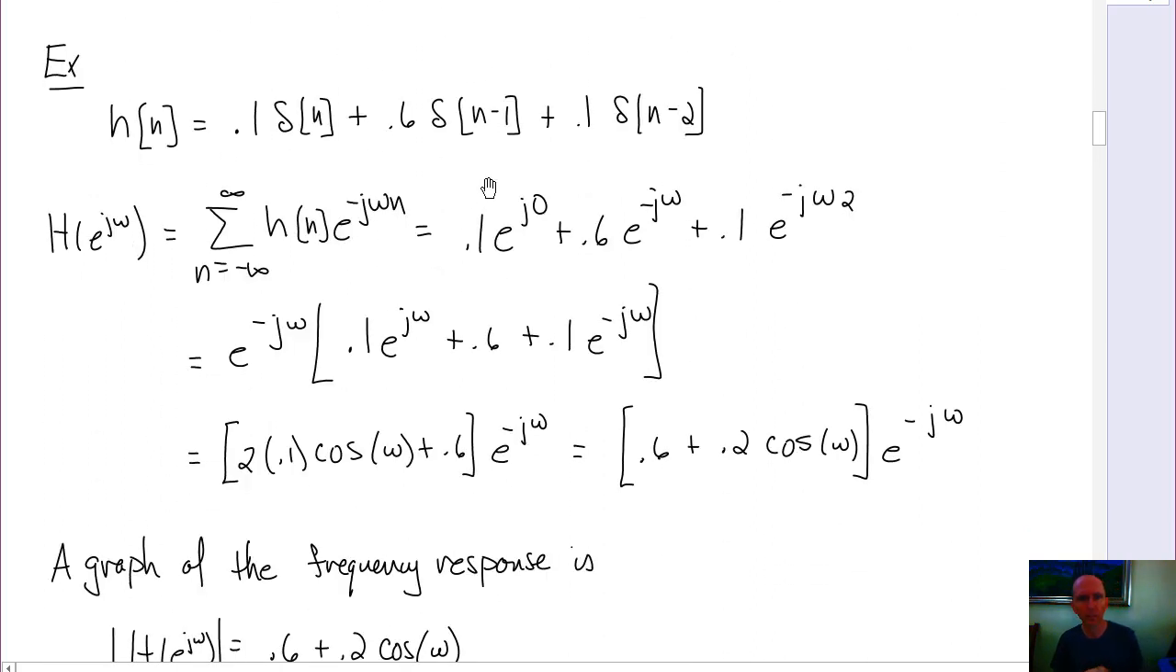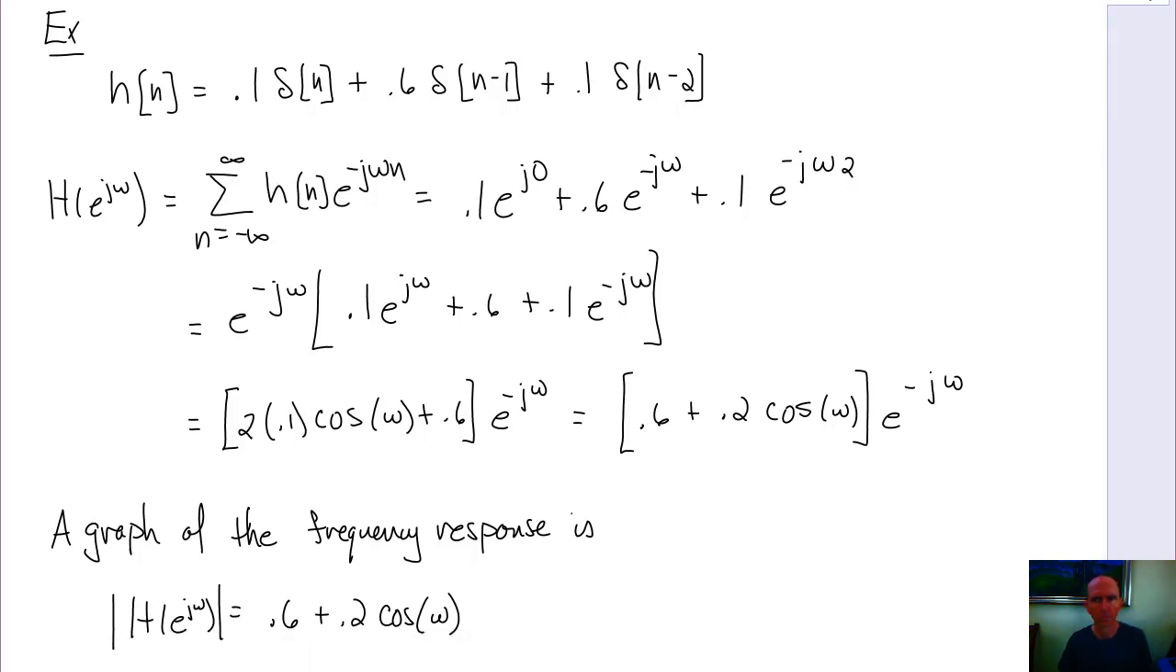Now let's look at this specifically for a couple of filters. So let's assume we have this h of n. We take its DTFT. So let's say that this is the impulse response of a system or of a filter. And let's calculate the frequency response of that system. So let's calculate the DTFT.